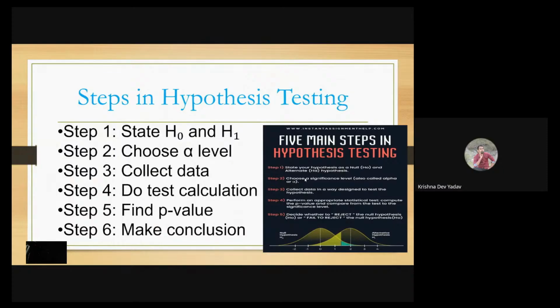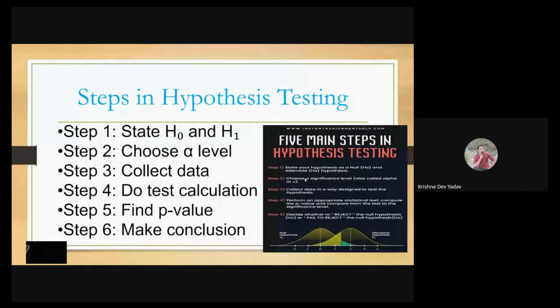What are the steps? For step one, first of all, we state H naught and H sub one. What are we testing? What actually are we testing? And now in step two, we have to choose a significance level, that is alpha. How strict will we be.